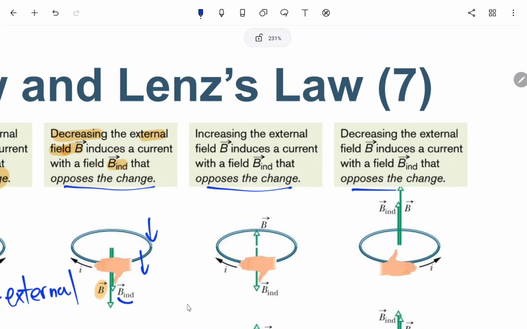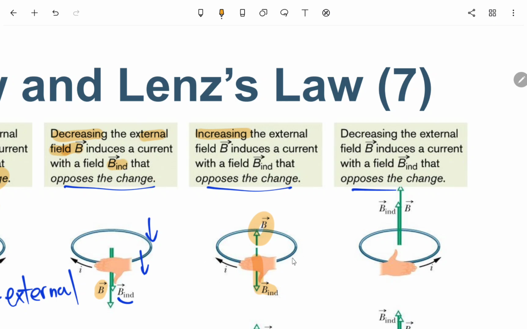Okay, so for the third case, now if this B field further decreases up to here, and then tries to increase, pointing upward. Here the external B field is pointing upward, and it is increasing. So the magnetic flux is pointing upward and increasing. So the B induced is still pointing downward, like this case.